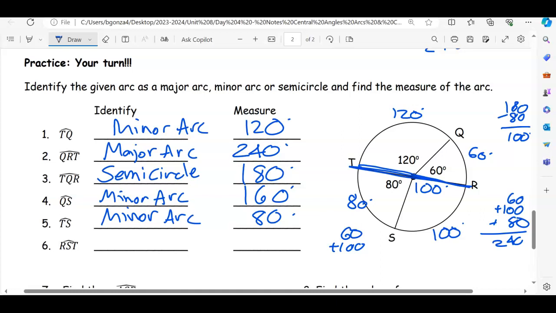RST, if you follow R to S to T, that is exactly on the diameter. It's exactly half. Half is a semicircle, which is exactly 180 degrees.